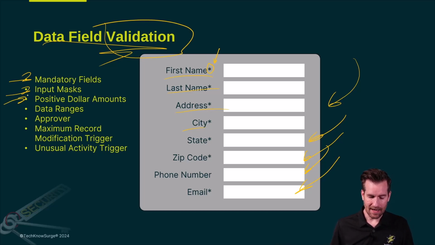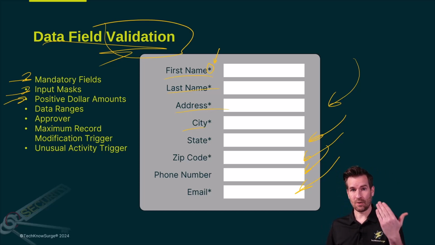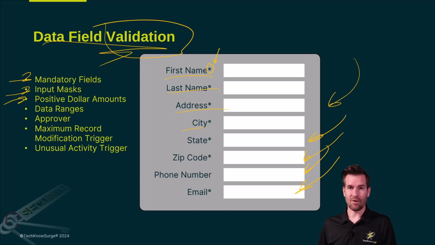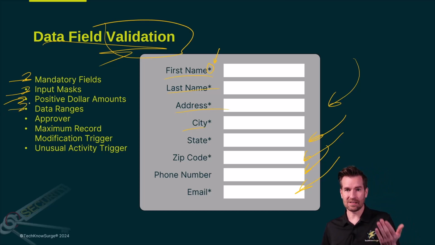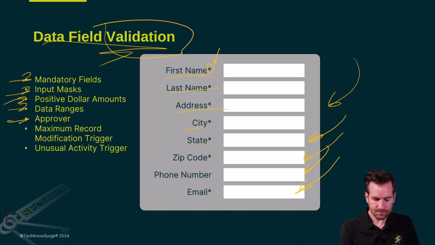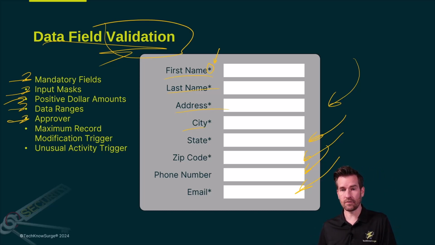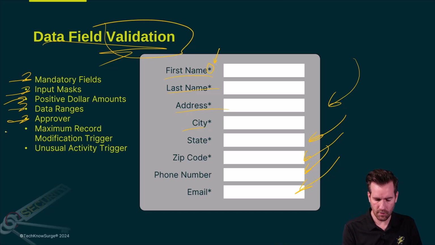There are things like positive dollar amount, to make sure that people don't put in a negative dollar amount. A good example of that is a negative dollar amount could mean that we're paying them rather than them paying us. Or date ranges, where if there's some sort of date or data range, it could be a date or some sort of number that they're entering in that falls between a certain range. Maybe there needs to be some sort of approver on the record before it's entered in.